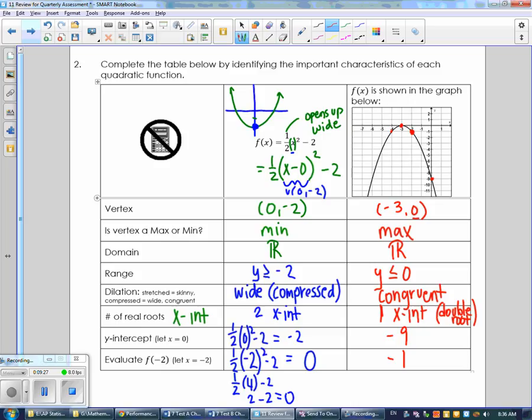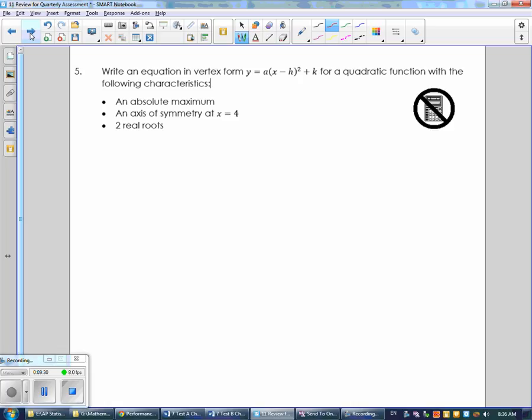All right. We have one more problem from our review guide that deals with the graphs of quadratics. And this time you're coming up with an equation to match certain characteristics. So in number 5, it says to write an equation in vertex form. And again, remember, vertex form includes the value of the vertex for a quadratic function with the following characteristics. So we know that it has an absolute maximum. We know that the axis of symmetry occurs at x equals 4, and we know that it has 2 real roots. The first thing I would suggest is to draw a picture of it.